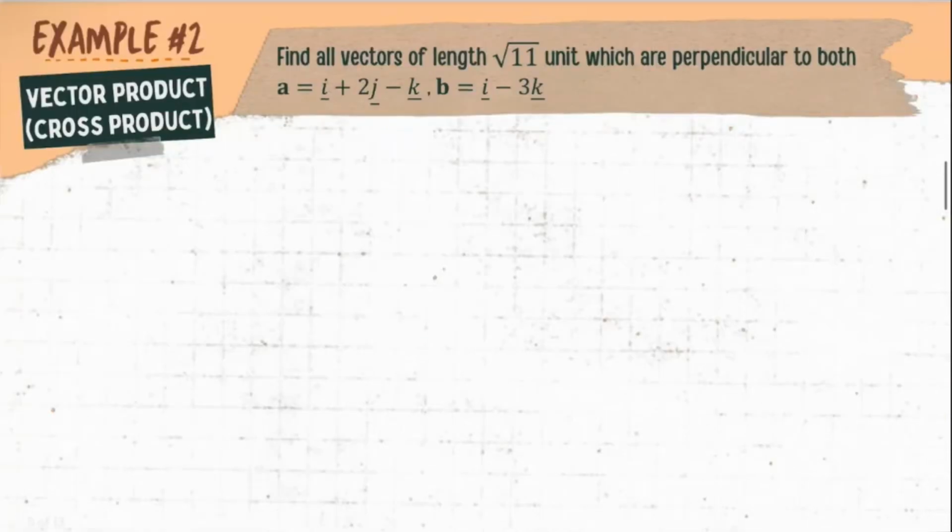Okay, now find all vectors of length square root of 11 unit which are perpendicular to both A and B. Apa benda ni? Okay. Dia suruh kita cari all vectors yang panjang dia adalah square root of 11. So this vector is perpendicular to both A and B.